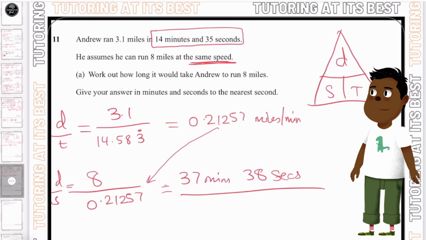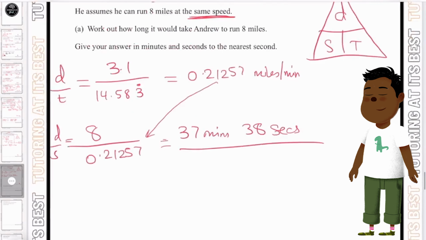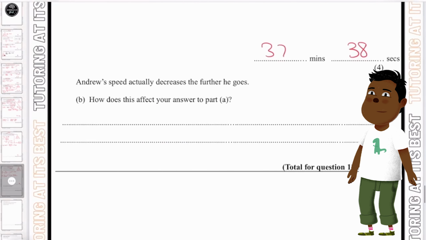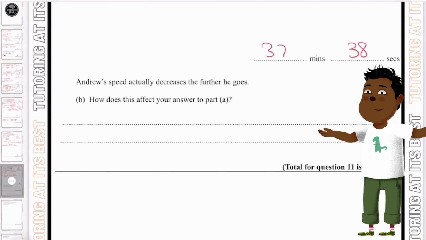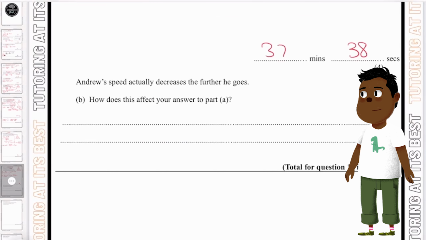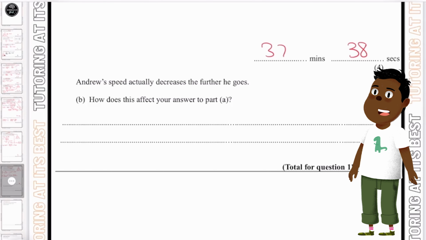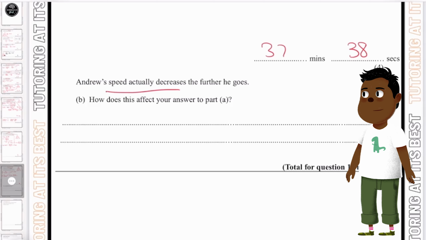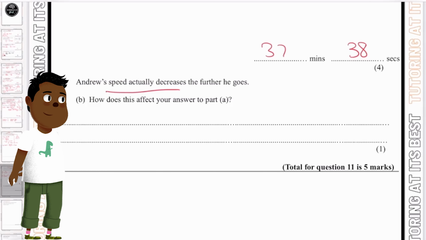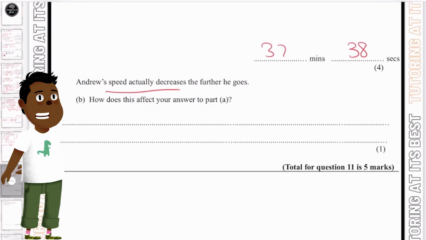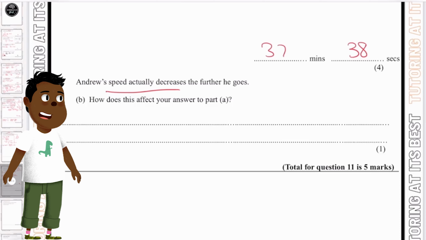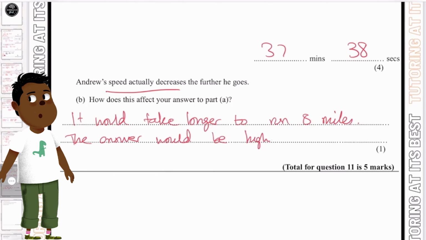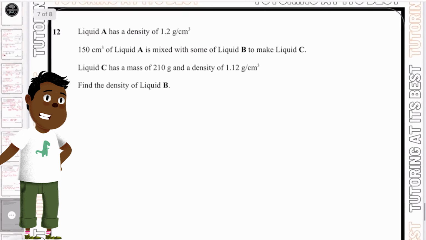And there we are. But now part B asks us that Andrew's speed actually decreases the further he goes. Now, how does this affect your answer to part A? Well, if his speed is decreasing, then it's definitely going to take him longer to run the 8 miles. So the answer there would be higher. And there we are. So let's now move over to question 12.